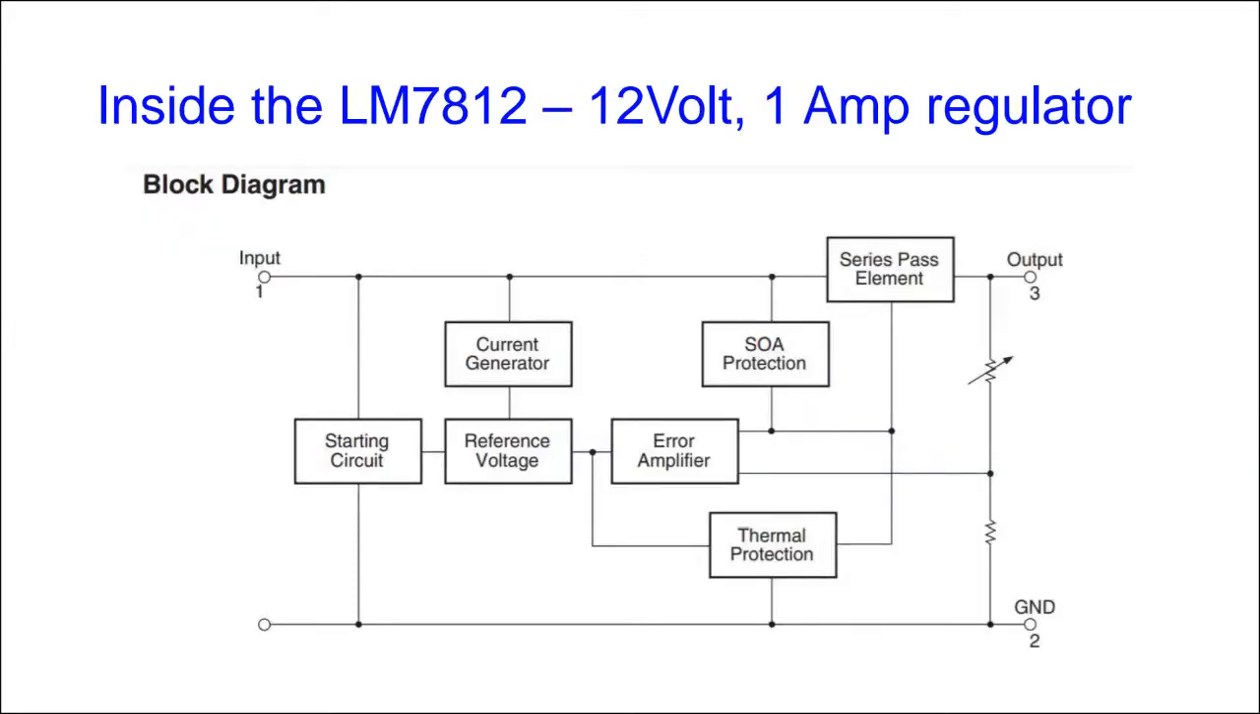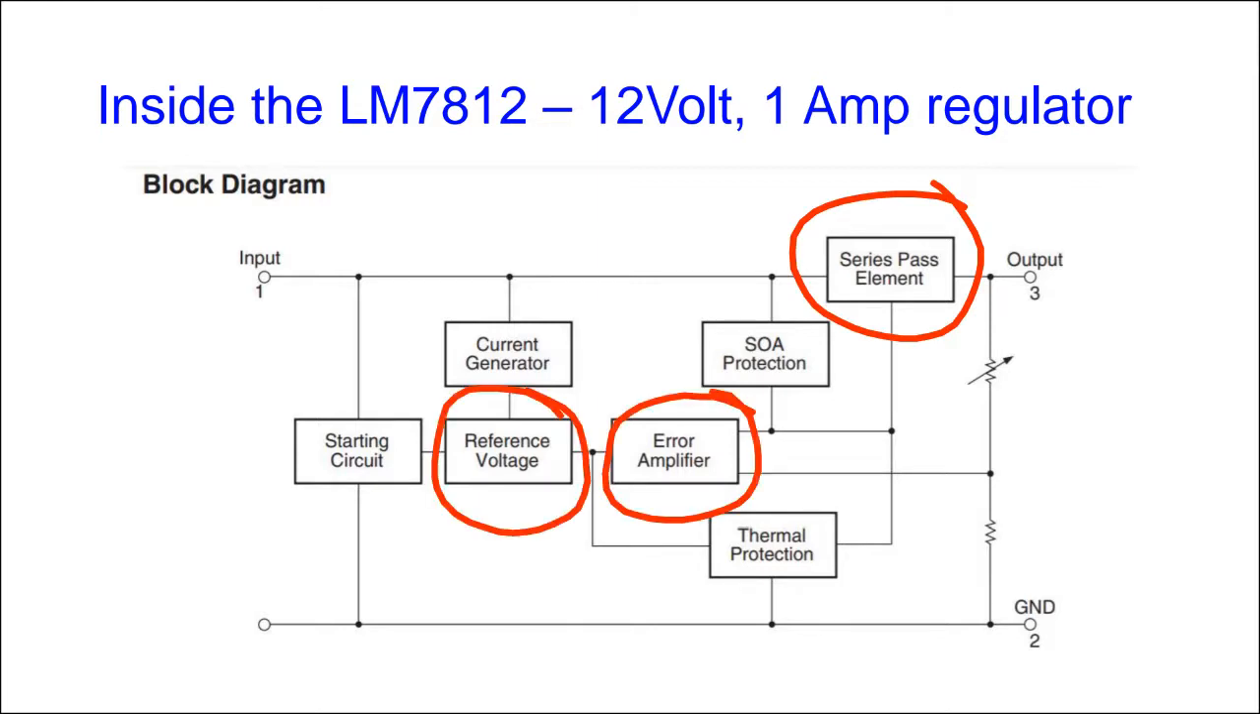This is what it looks like inside. Notice that it has many of the things in our discrete discussion. It has a series pass element, it has the error amplifier, it has a reference voltage. Okay, the reference voltage, instead of using a resistor, has a current source that supplies a very constant current to the reference voltage, so it's very stable.